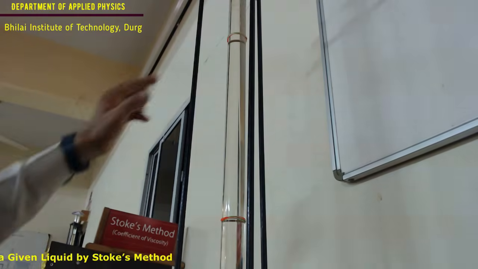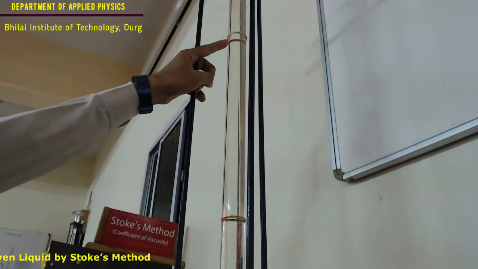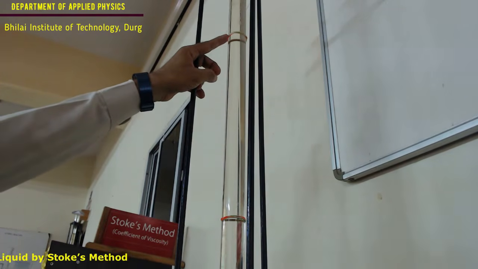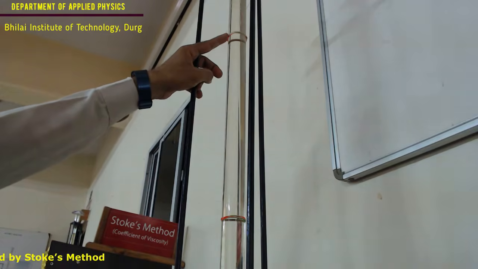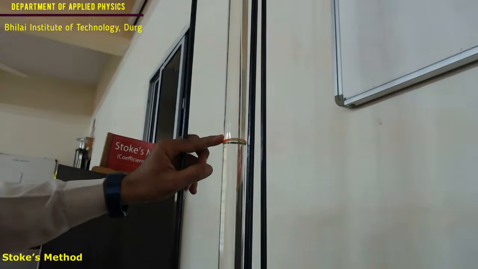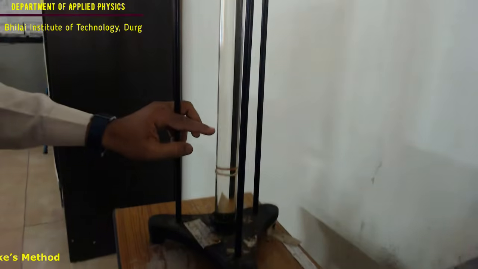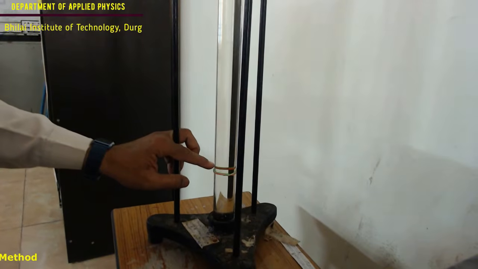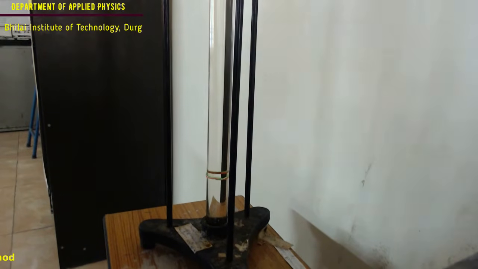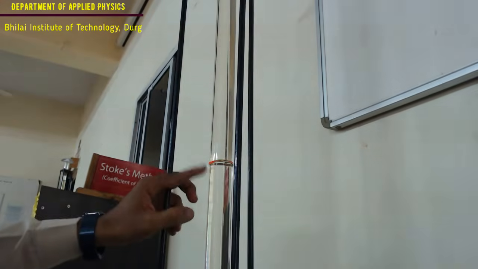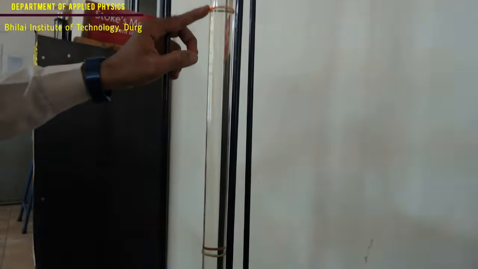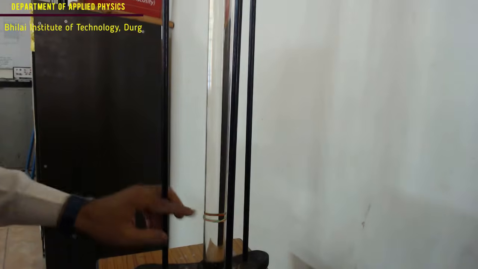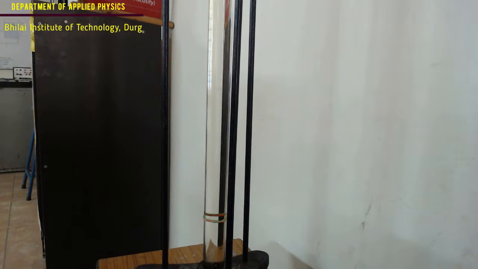The first, that is the top marking, it is once fixed, it is not changed. This acts as the reference. With reference to this, we adjust the position of the second and the third mark, and approximately the distance between the first and the second is exactly equal to the second and the third. So this is all about the instrument.